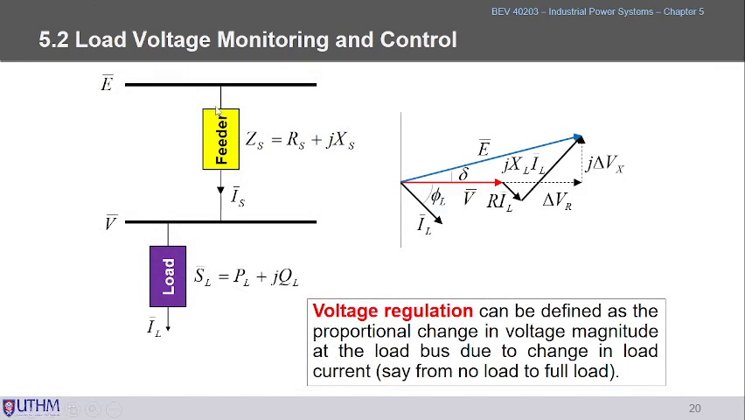So for example, if we have the feeder serving a load, at the incoming terminal here we have E, the voltage level at the incoming terminal, and V here is the load terminal voltage. So the voltage regulation is defined as the proportional change in voltage magnitude at the load bus, okay, due to the change in the load currents.